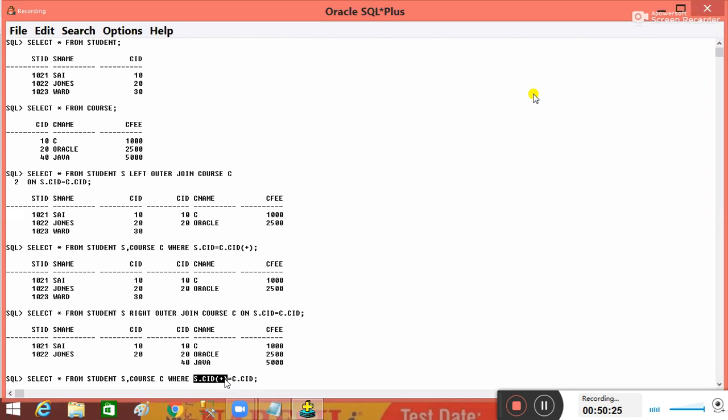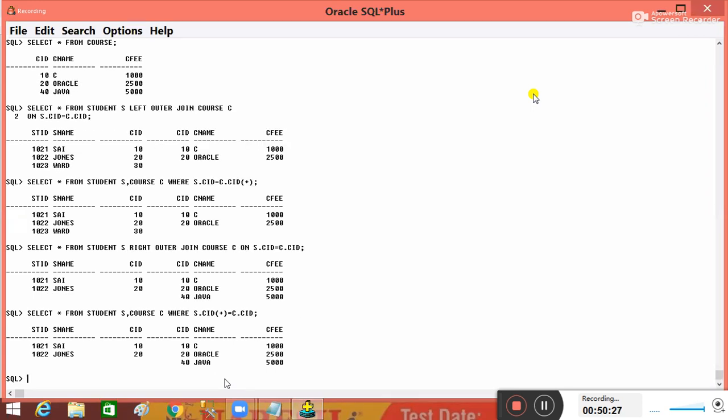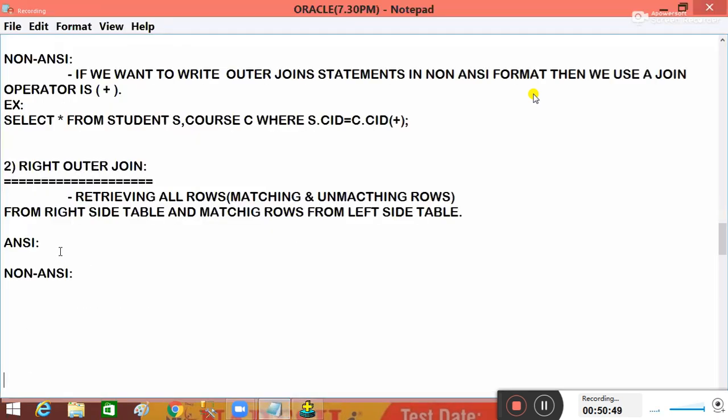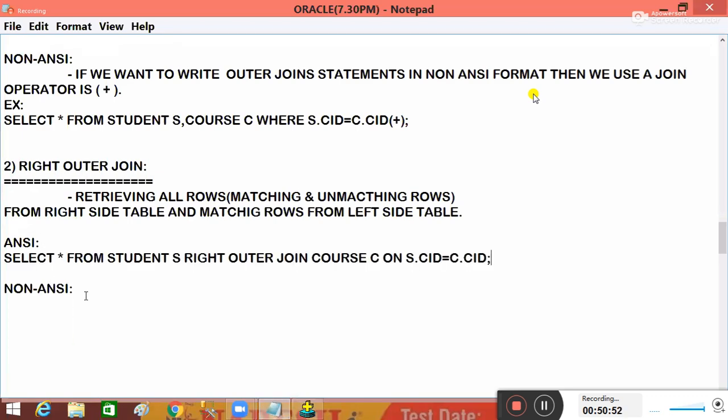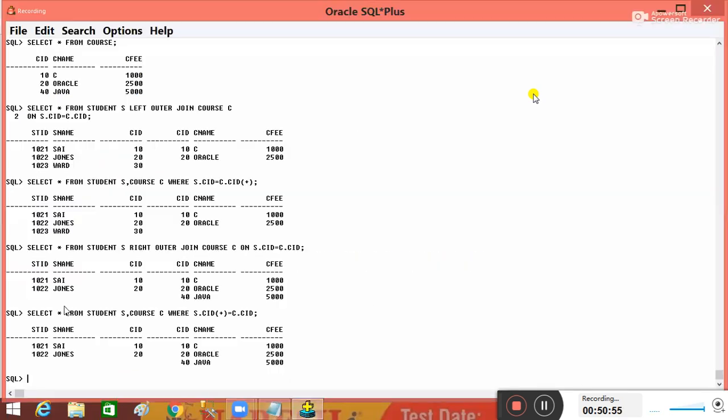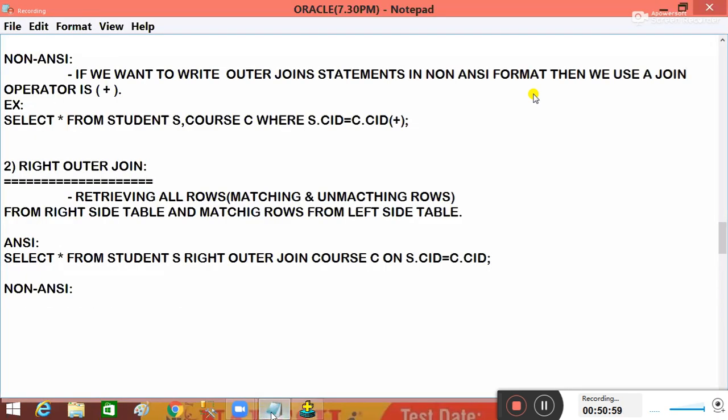Now let's execute. We get the complete table from the course table, but matching data from the student table. So this is the right outer join implementation in non-ANSI format using the join operator. These are the two things we have done. Again, I can go for ANSI and again for non-ANSI statements, so how to write them, we have covered.